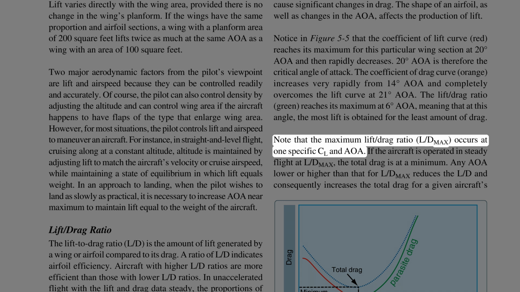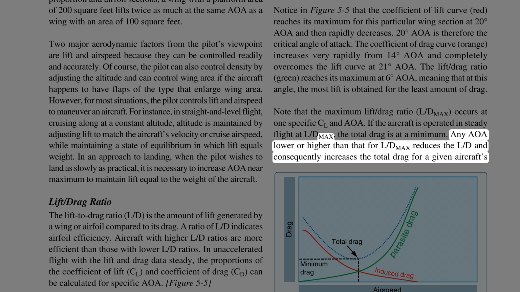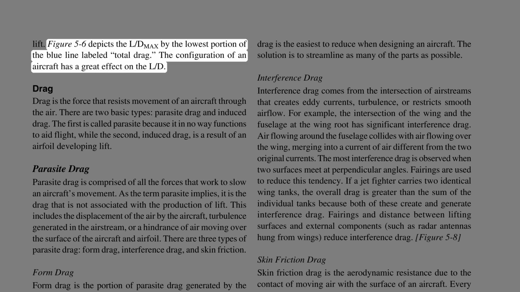Note that the maximum lift-drag ratio, L/D max, occurs at one specific CL and AOA. If the aircraft is operated in steady flight at L/D max, the total drag is at a minimum. Any AOA lower or higher than that for L/D max reduces the L/D and consequently increases the total drag for a given aircraft's lift. Figure 5-6 depicts the L/D max by the lowest portion of the blue line labeled total drag. The configuration of an aircraft has a great effect on the L/D.